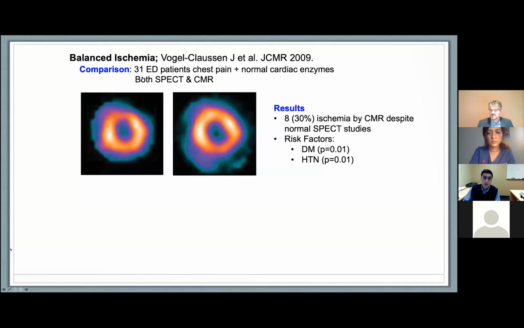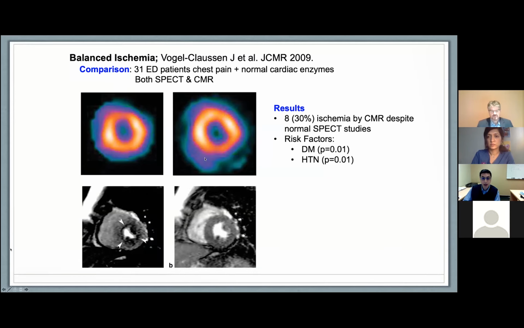And this was a small but very elegant study where they examined 31 patients presenting to the emergency department with chest pain and normal cardiac enzymes. These patients received both a nuclear perfusion imaging and an MRI. And what they demonstrated is that in a substantial proportion, as high as 30%, the MR revealed ischemia despite a normal nuclear perfusion study. And they found that risk factors for this phenomenon included diabetes and hypertension.